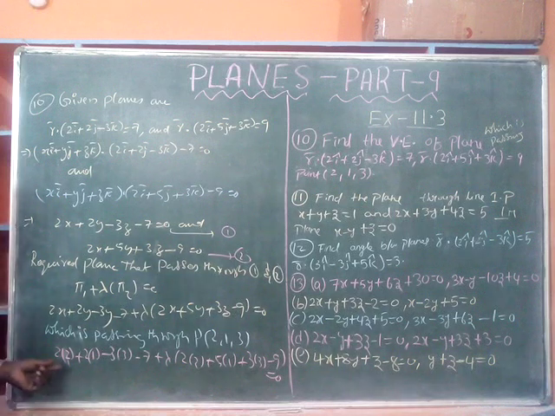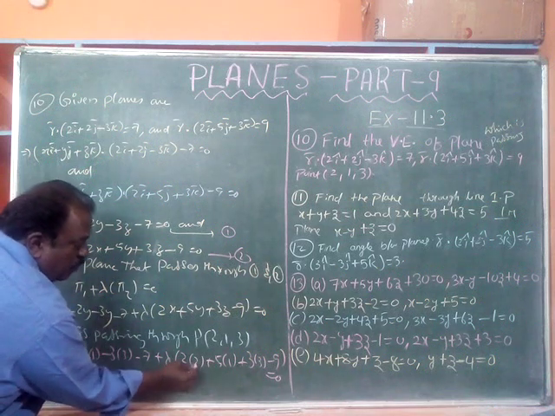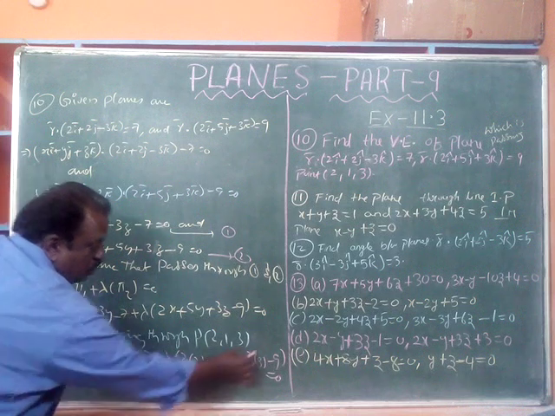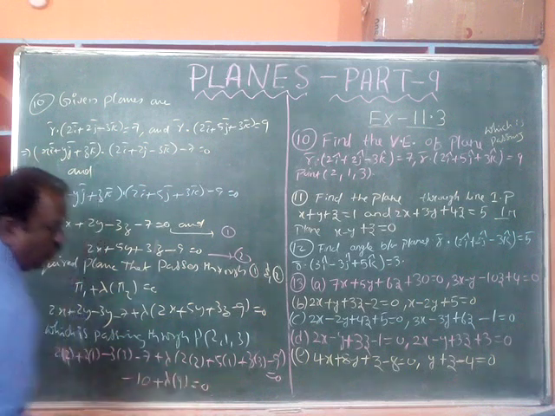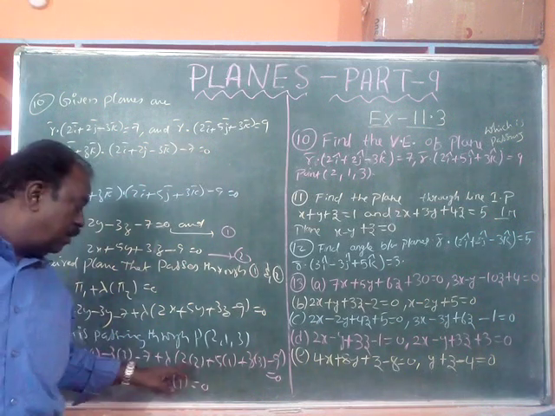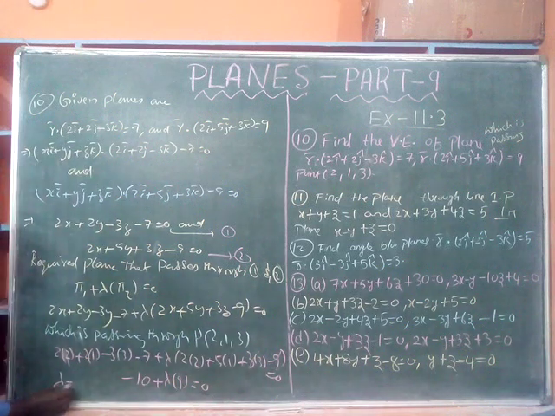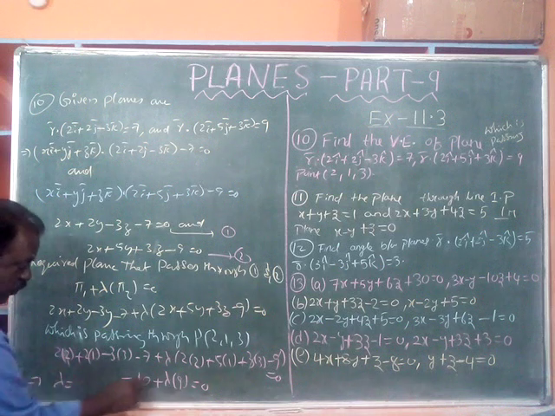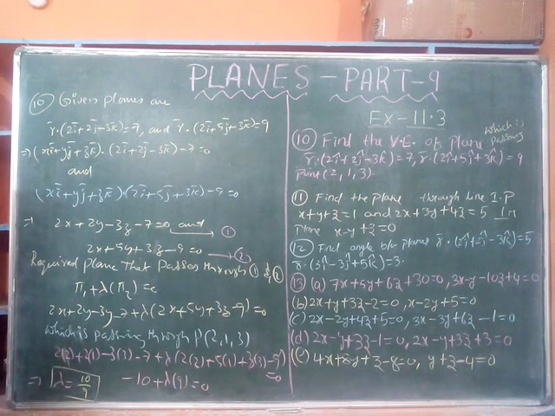This is 4 plus 2 minus 9 minus 7, which is minus 10, plus lambda times 9, because 5 plus 4 is 9 and 9 minus 9 cancels. So the lambda value is 10 by 9.